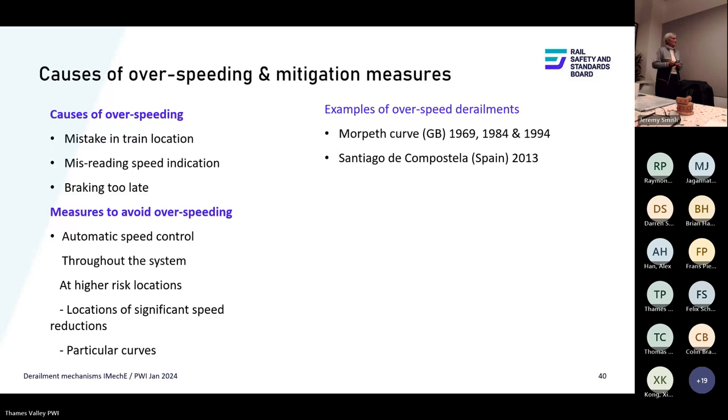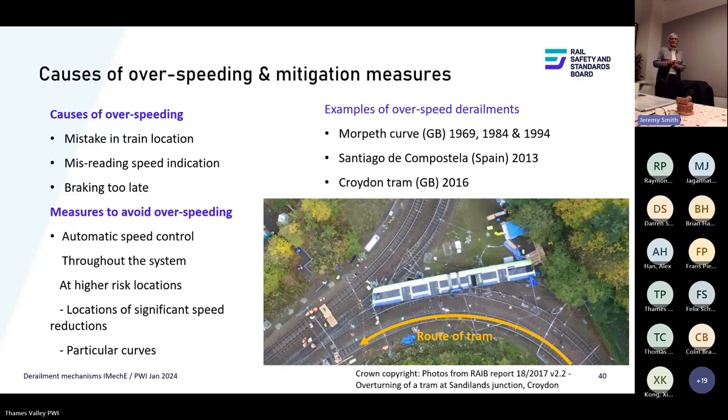Some examples. Morpeth. That's down in the annals of history, isn't it? Mm-hmm. There were three overspeed derailments at Morpeth, 1969, 84 and 94. The 94 one was because they put on the controls in one direction, but not the other, because the incidents had happened in, I can't remember, the up or the down, but they got the controls on one line, but not on the other. The one in Spain, I'm sure many of us will have been aware of that, in 2013, and more recently, which is the one I want to look at, the Croydon tram here in 2016.